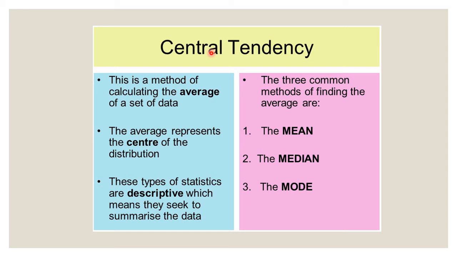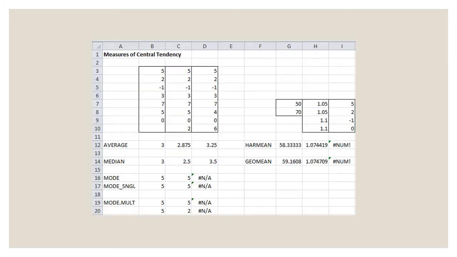Then mode. What is the mode? Mode is the most frequently occurring observation in the variable. That is the way of getting the mode. So now you know how to calculate mean, median and mode. If you can do these three, that gives the central tendency of that distribution. This is the method of calculating the average of a set of data. The average represents the center of the distribution, and these types of statistics are descriptive, which means they seek to summarize the data. The common methods of finding the average are mean, median and mode.